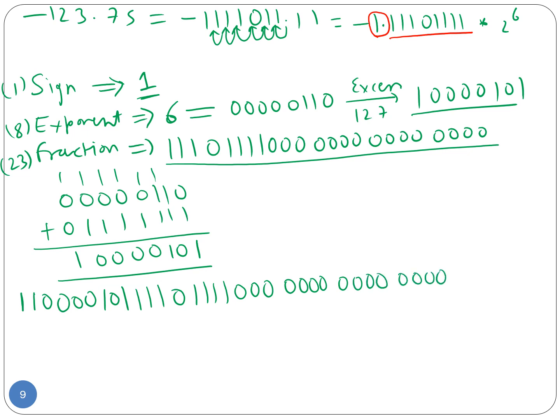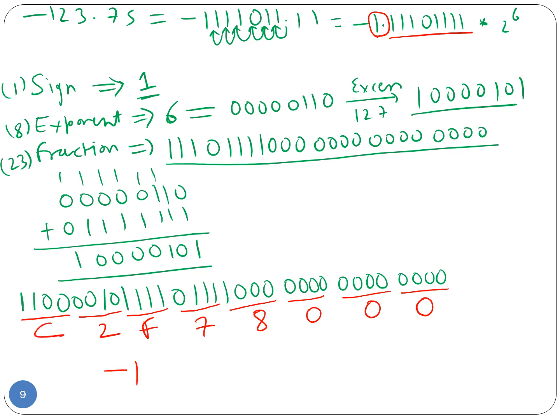Okay, so the final answer should be in the form of hexadecimal representation. So let's make groups of 4 starting from the right. This is 0, this is 0, this is 0, this is 1, so 1 triple 0 in hexadecimal is 8. 0 triple 1 is 7. All ones is basically F, right? 4 ones is F, 1 0 is 2, and 1 1 0 0 is C, right? So our final answer, minus 123.75 in hexadecimal in IEEE floating point representation, is basically C2F78000.